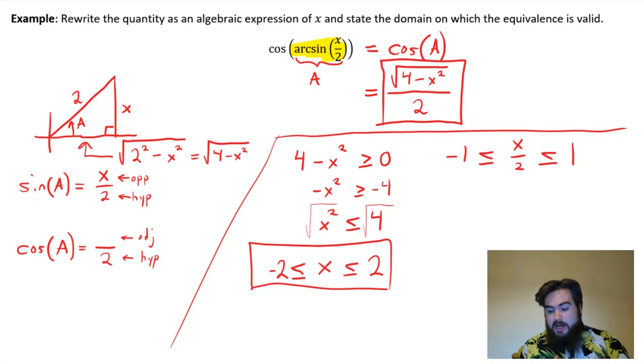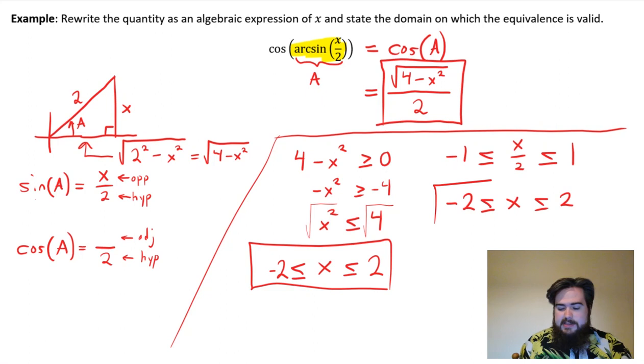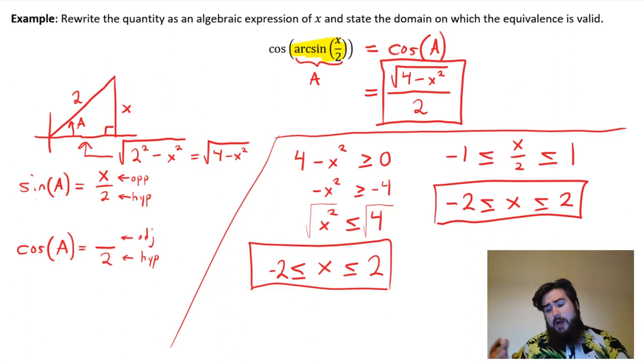If I then multiply all sides of this inequality by 2, I will get negative 2 less than or equal to x less than or equal to 2. So I get the same answer. I would highly recommend when going through these problems to maybe consider the trigonometric way for going about this, so you can more familiarize yourself with these inverse trigonometric functions.